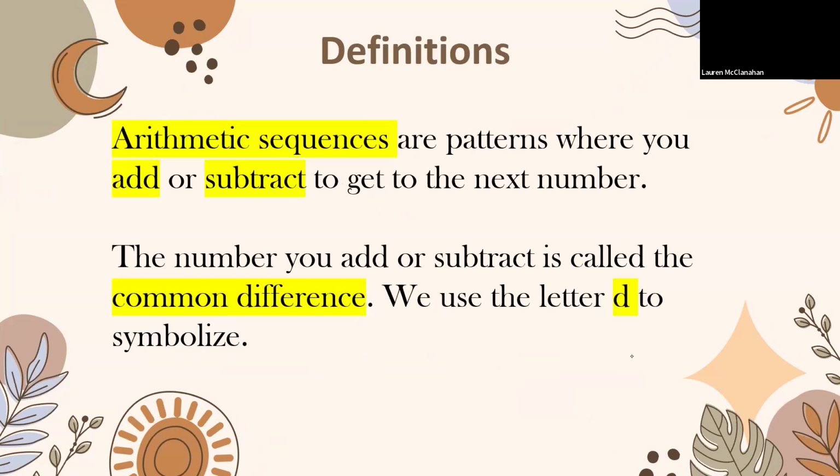Okay, so starting on your vocab sheet, arithmetic sequences are patterns where you add or subtract to get to the next number. The number you add or subtract is called the common difference, and we use the letter D to represent common difference. So you'll be seeing a lot today when we find that common difference, we're going to write D equals.